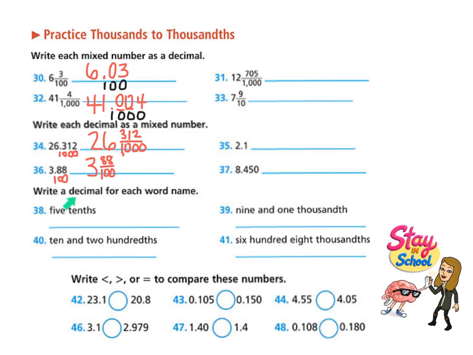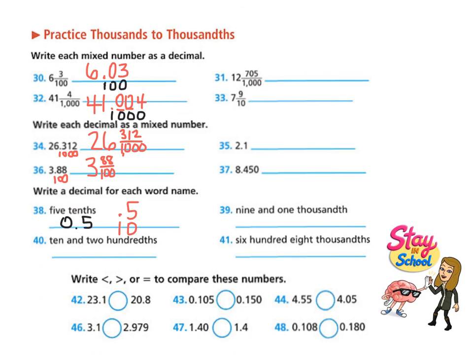Now we'll write a decimal for each word name. So 5 tenths. Again, you can use that trick if it's helping you. No whole number this time. Did you notice it's 5 tenths? I didn't see the word and yet. If I see the word and, the numbers before it are whole numbers. So this is just a decimal point, 5. So that would look like 0.5 for 5 tenths.